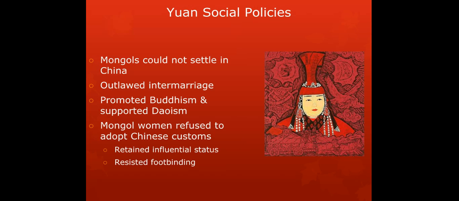Mongols could not settle in China. And under Kublai, and this carried on, intermarriage between Mongols and Chinese was forbidden. They promoted Taoism and Buddhism, but not Confucianism. And Mongol women refused to adopt Chinese customs. They retained their influential status in China, and they also resisted foot binding.